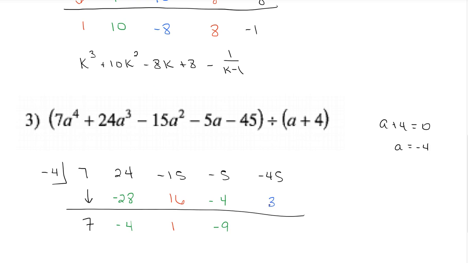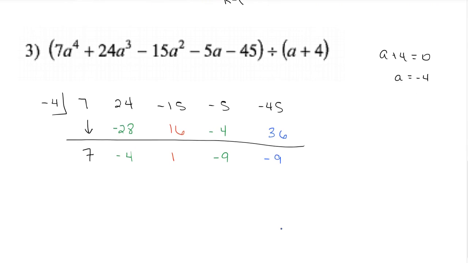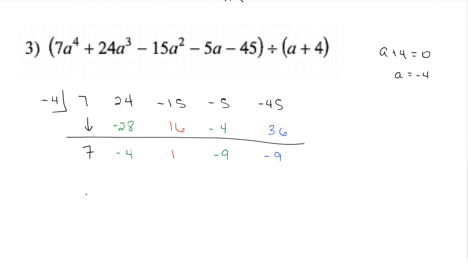And negative 4 and negative 9. 36, and negative 45 and 36, negative 9. Okay, and then just rewrite these. 7a to the third minus 4a squared plus 1a, or just a, minus 9, minus 9 over a plus 4.